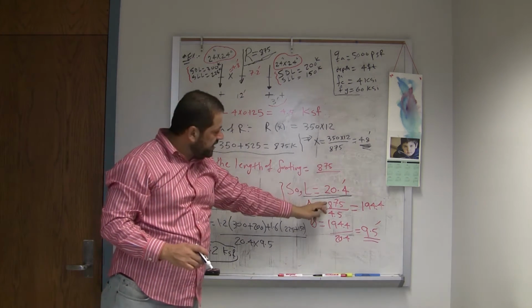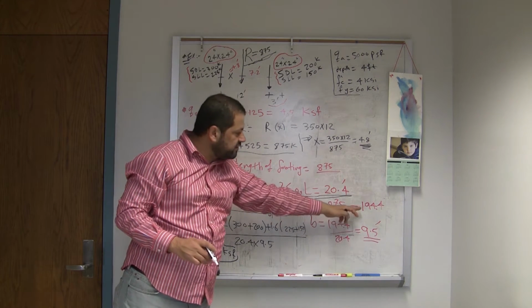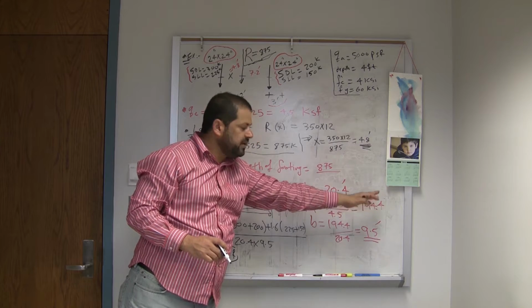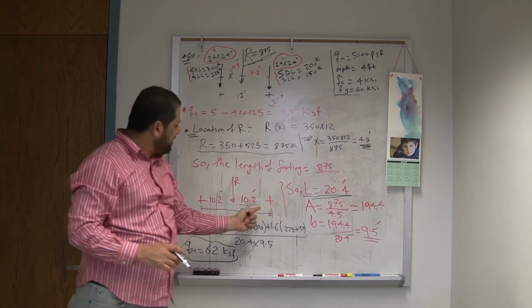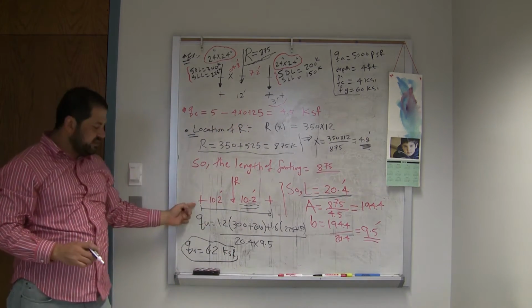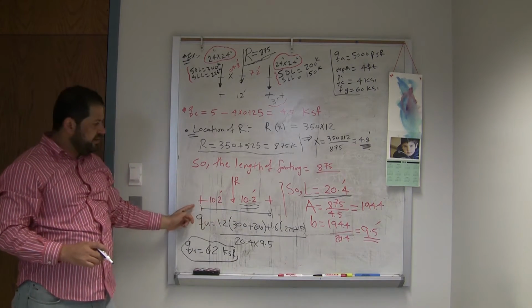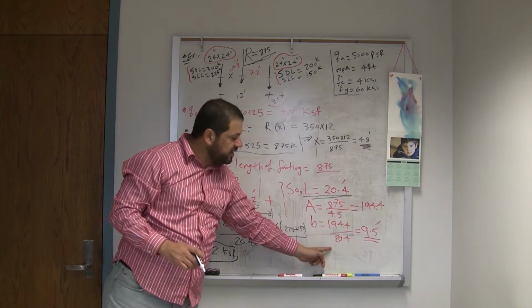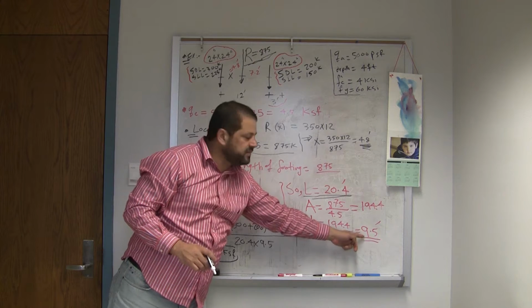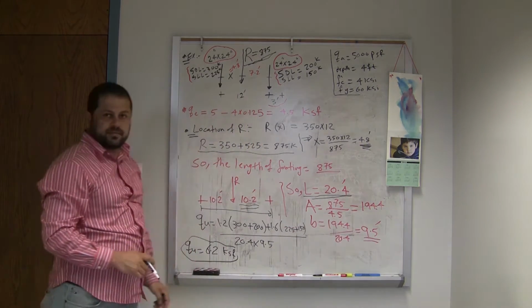So it is 875 divided by 4. That gives you 194.4 square feet. We have the length given to us now. We calculated the length, so 194.4 divided by 20.4. The width must be 9.5 feet.